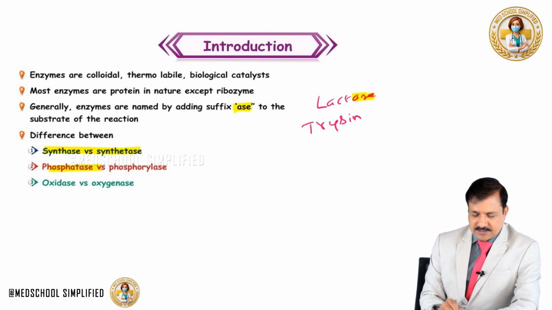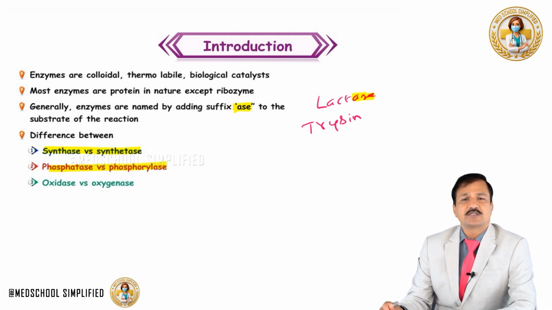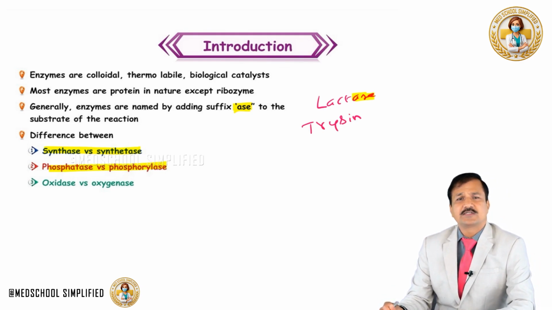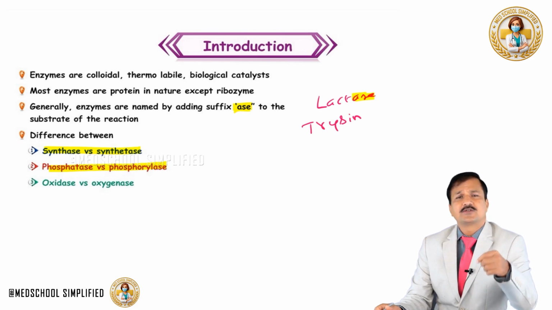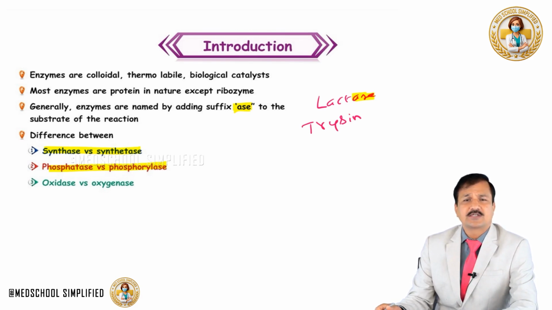Coming to phosphatases and phosphorylases, the difference between phosphatase and phosphorylase. Phosphatases introduce a water molecule and break a molecule, whereas phosphorylases introduce inorganic phosphate and break a molecule. Example, we have glycogen phosphorylase. Glycogen phosphorylase introduces inorganic phosphate into the reaction as a nucleophile and breaks glycogen into glucose 1-phosphate, whereas phosphatase simply adds a water molecule and breaks a molecule. It's like a protein phosphatase.